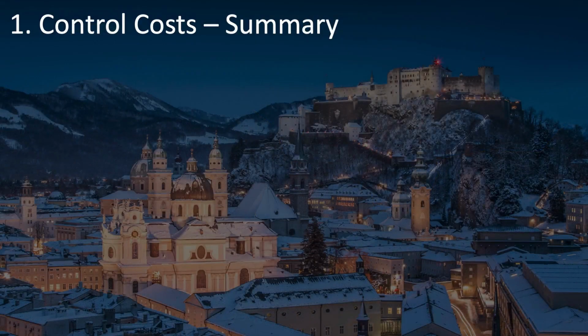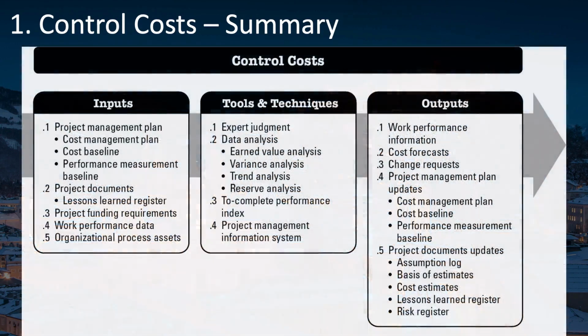How much do you remember of the inputs, outputs, tools, and techniques of control costs? The main outputs are the cost forecasts and the work performance information supporting them. You may also need to change some things, and sometimes there'll be things that are baselined, so you'll need to issue change requests.